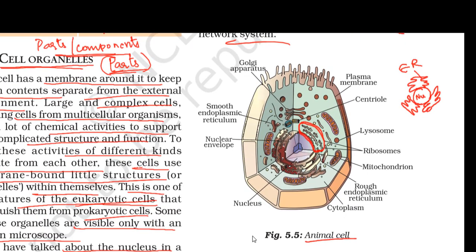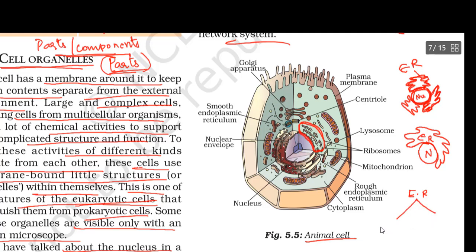So listen carefully. As I said earlier, this is the nucleus, right? Near the nucleus, the endoplasmic reticulum will be surrounding it, and you are going to see these tube-like structures. I'm going to make the structure bigger so that you can understand it easily. So this is the endoplasmic reticulum. There are two types of endoplasmic reticulum: one is rough endoplasmic reticulum and the other is smooth endoplasmic reticulum.